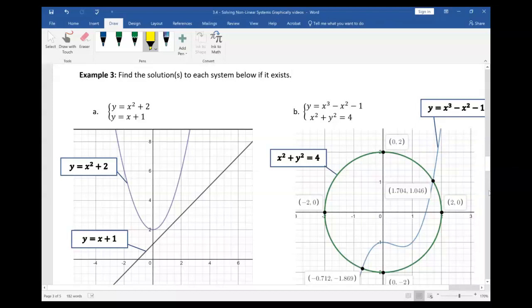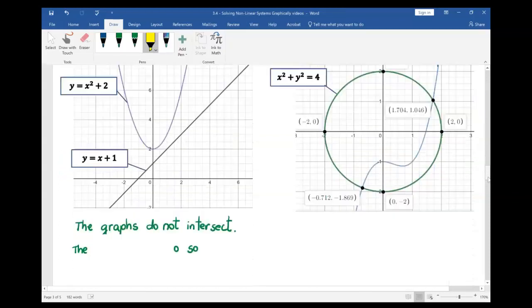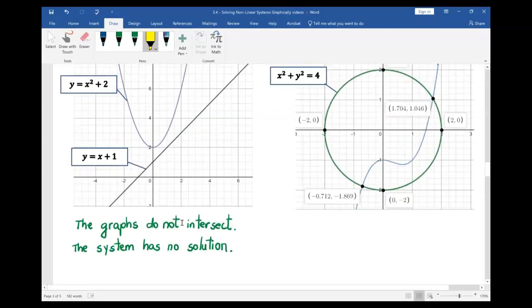We continue with section 3.4, solving nonlinear systems graphically, with example number 3. Part A. Let's look at the graph. In order to find the solution, we have to find the points where the two graphs intersect. As we can see, these two graphs do not intersect. That means the system of equations has no solution. So the graphs do not intersect, the system has no solution.